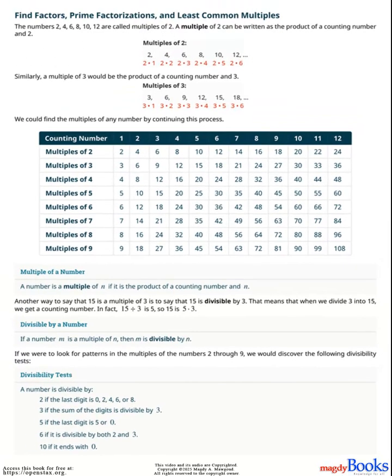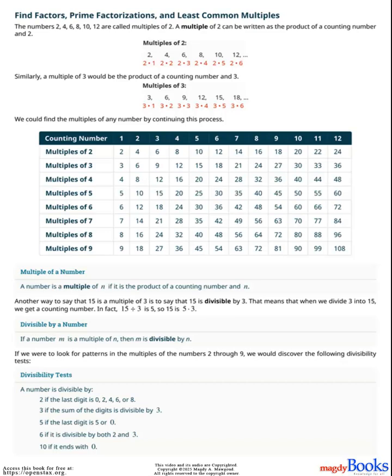A. Multiple of a number. A number is a multiple of n if it is the product of a counting number and n. Another way to say that 15 is a multiple of 3 is to say that 15 is divisible by 3. That means that when we divide 3 into 15, we get a counting number. In fact, 15 divided by 3 is 5, so 15 is 5 times 3.